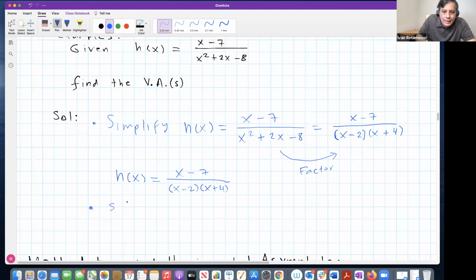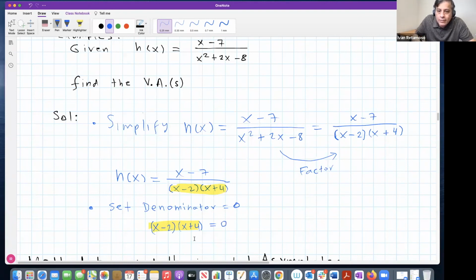The second step is set denominator equal to 0, right? And this is something that you have to recall, guys, for your homework. They give you some challenging rational functions there, but it's all about simplifying and then setting the denominator equal to 0. Sometimes students say, Professor, what about the numerator? The numerator could be 0, that's not a problem. The problem is having the denominator equal to 0. So you set this equal to 0, and from there, the rest is just this.